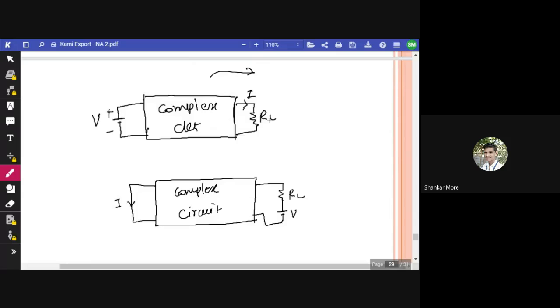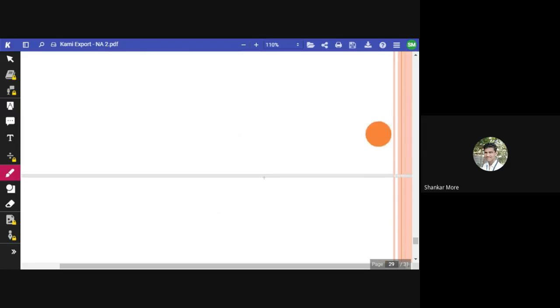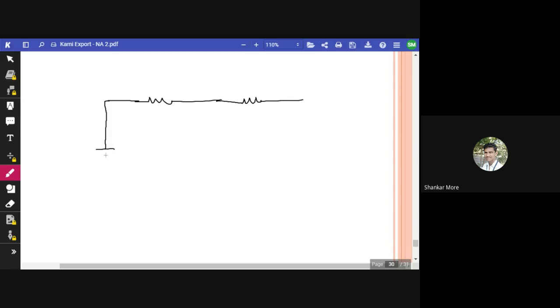So how do we apply this? Or let us just verify this. We will verify whether this thing works or not. For that we need to have one circuit. I have one circuit for you here. Let us suppose this is one resistance, this is another resistance. We have a voltage source here, then we have one resistance. We can say this as RL.